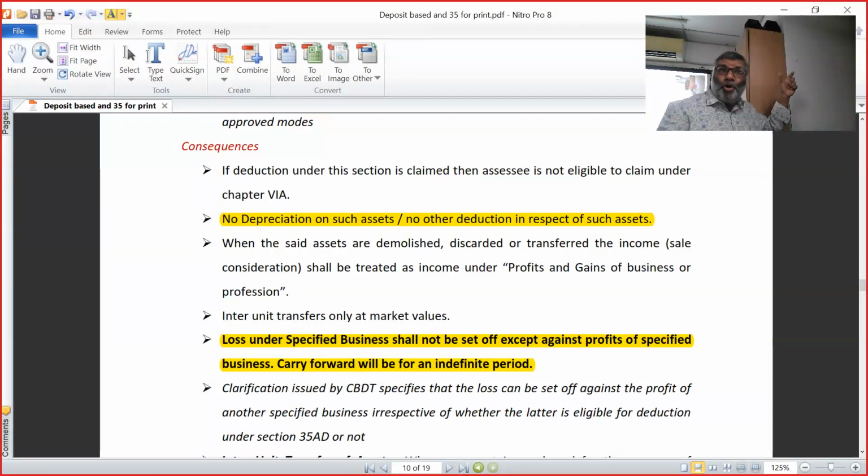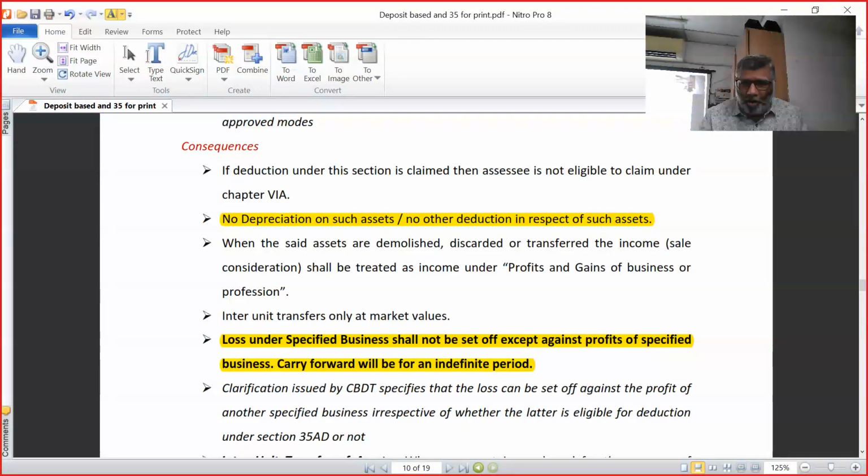In the old hotel I have a profit. In this new hotel I have a loss. Loss from a specified business can be set off only against another specified business. This is not a specified business. But now the CBDT has clarified that, at that time, the provision itself was not there.